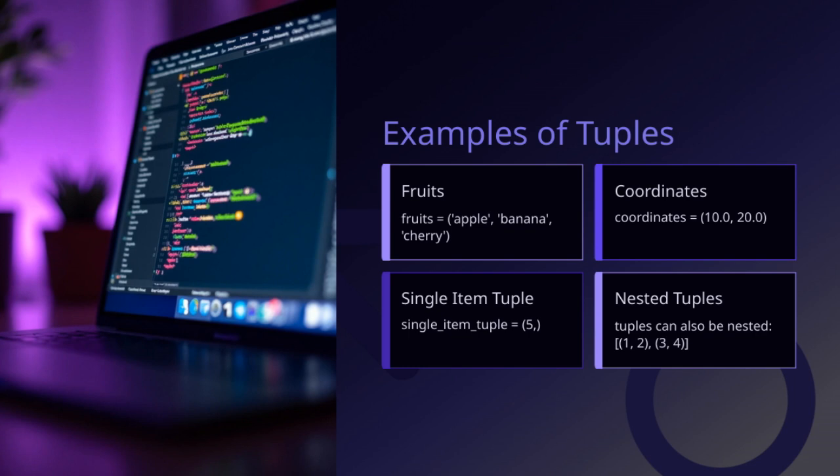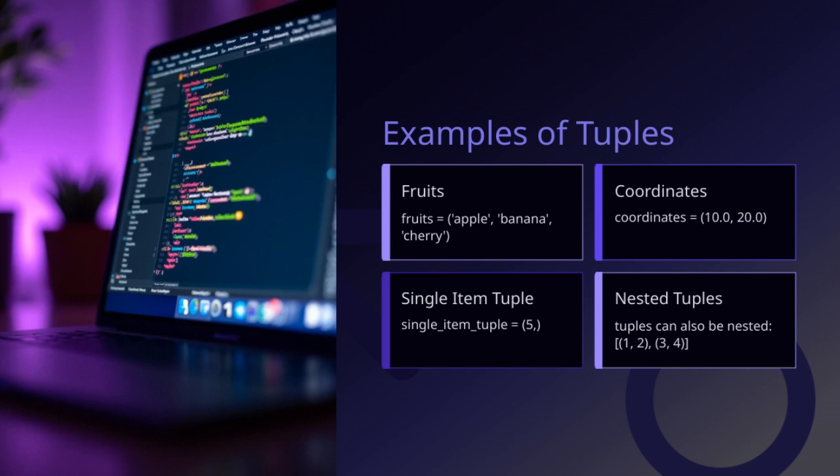Then there's the idea of single-item tuples. These are special because, to define a tuple with just one element, you need to include a comma, like single-item tuple equals 5. Without the comma, Python would interpret it as just a regular value in parentheses.